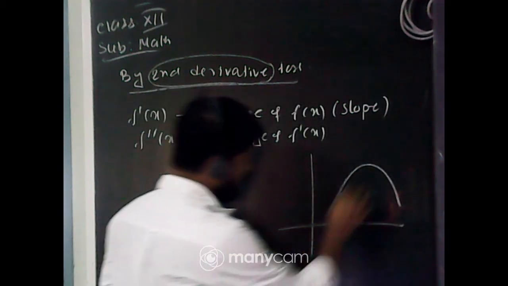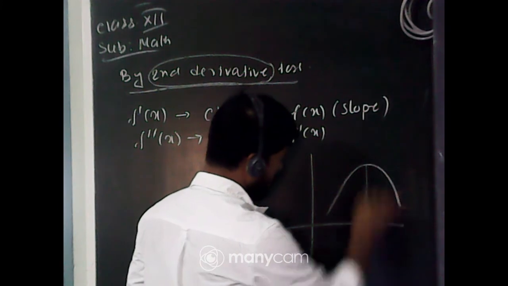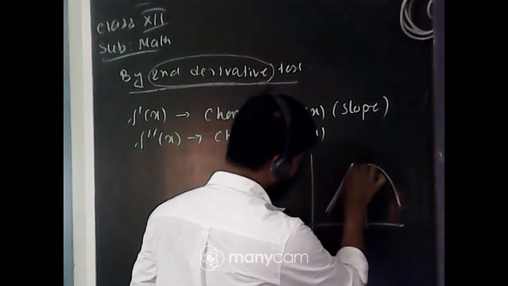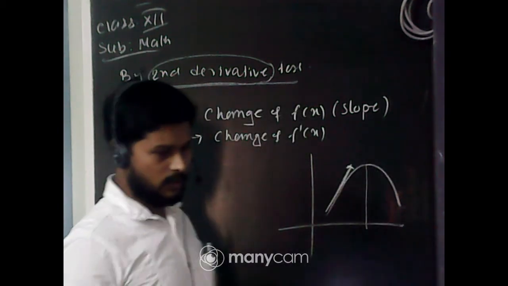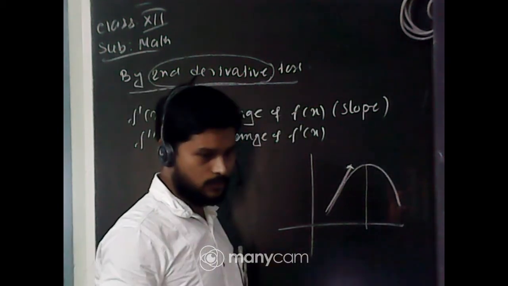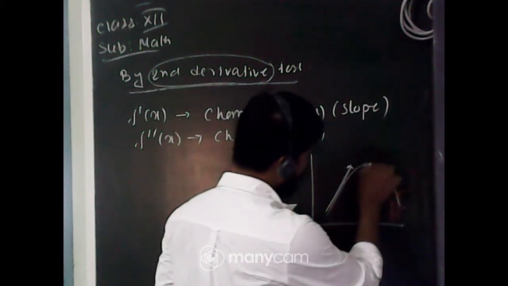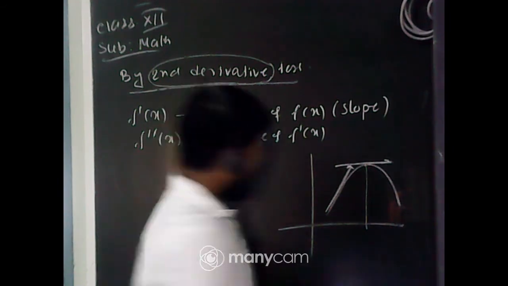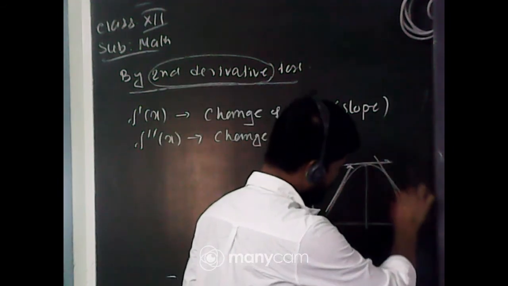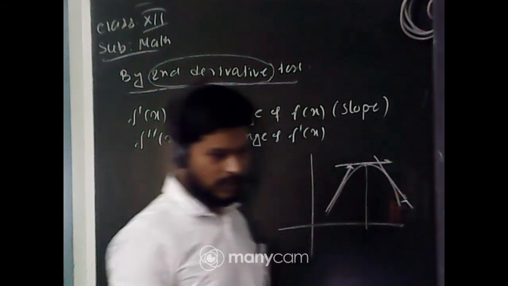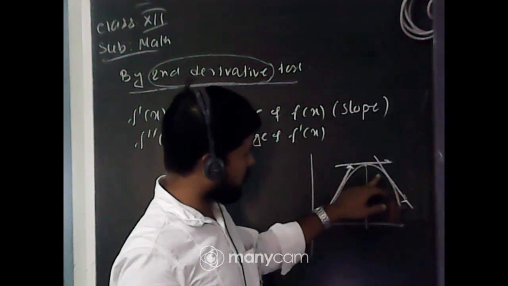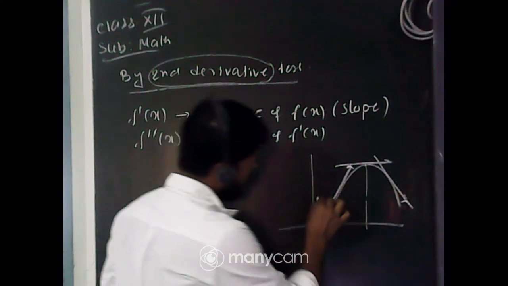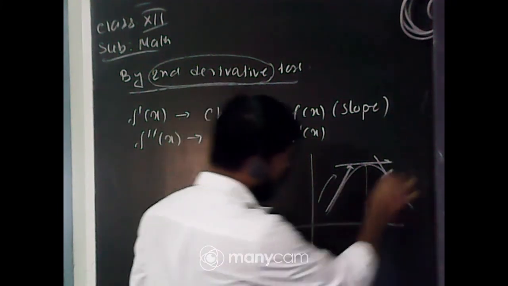Now look on the left hand side. On the left hand side, the curve is an increasing curve, which means the slope is greater than zero. And at that point, the tangent is flat, which means it is parallel to the x-axis. And on the right hand side, the slope is less than zero, which means the curve is decreasing. So here the curve is increasing and here the curve is decreasing.